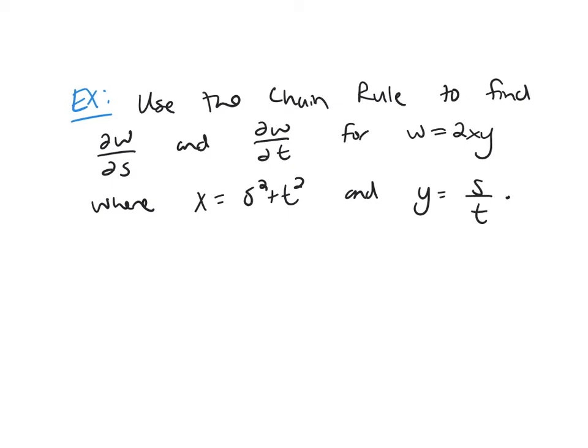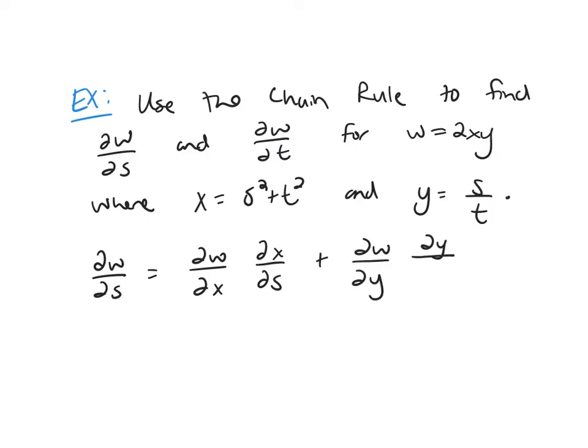So we're revisiting the example from the last video, but now we're going to use the chain rule to find these partial derivatives here. So the partial derivative of w with respect to s, by the chain rule, is the partial derivative of w with respect to x times the partial derivative of x with respect to s, plus the partial derivative of w with respect to y times the partial derivative of y with respect to s. So let's plug in.